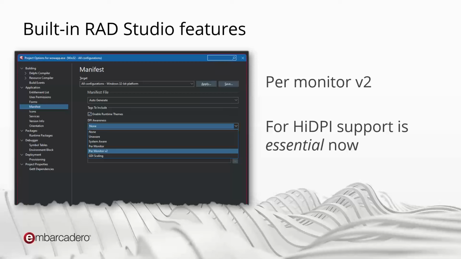Built-in RAD Studio features. Well, most of these you've probably heard about already, but if you haven't, and if this is news to you, good. The main thing with later versions of RAD Studio, and I'm not sure what version it came out with, it might have been 10.3 or earlier, but it could be 10.4, I think, per monitor V2, which is high DPI scaling. Now, per monitor V2 is very important now.